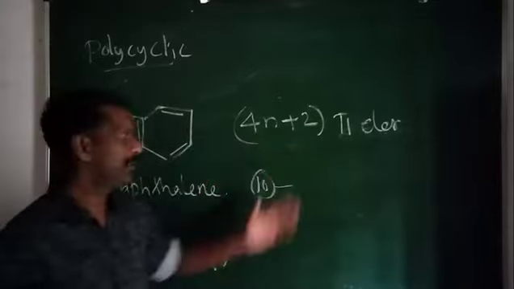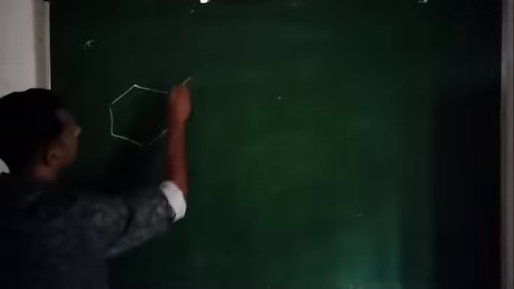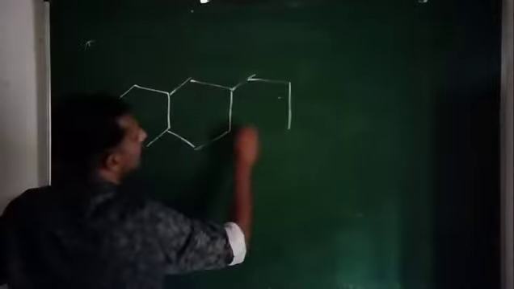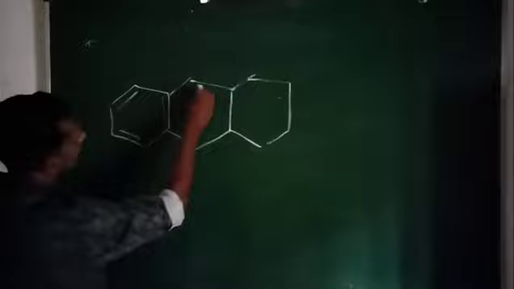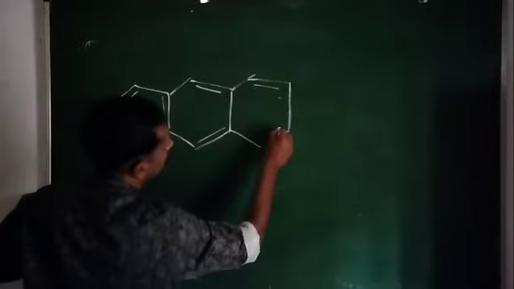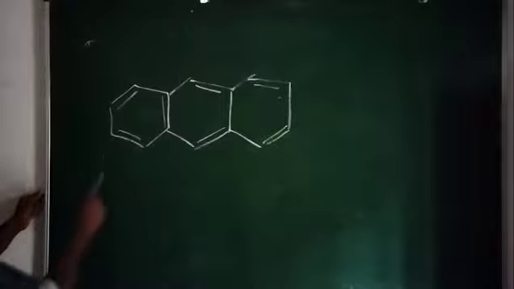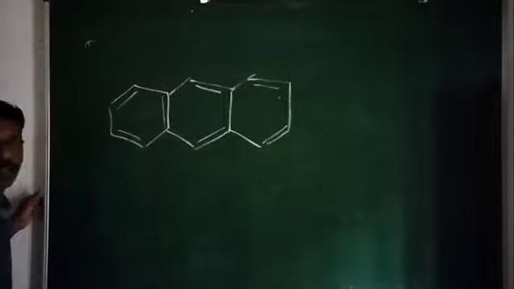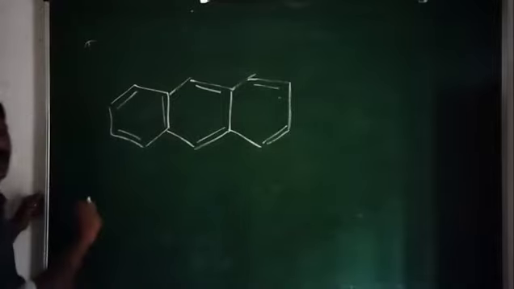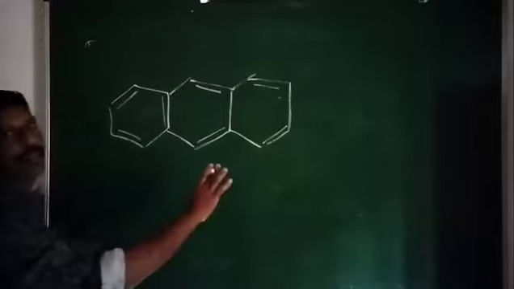Another example for polycyclic aromatic compound is anthracene. Look at it here, anthracene. Here you can see that 3 benzene rings are fused together. How many benzene rings? 3 benzene rings. Here is double bond, double bond, double bond, single bond, and so on. In this compound, how many benzene rings are fused together? 3. First condition, this is cyclic. What type? This is polycyclic, a fused ring system. And the second condition, there is planarity in the molecule.